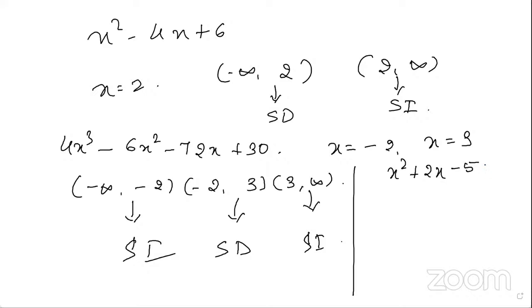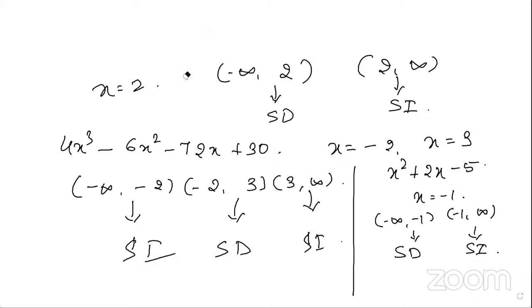Okay. What roots did you get? Minus 1. x as minus 1 is the root. Correct? So we get minus infinity to minus 1 and minus 1 to infinity. Here this is decreasing. And here it will be strictly increasing. Correct? Yes ma'am. Okay. And last, I guess one more I had given.